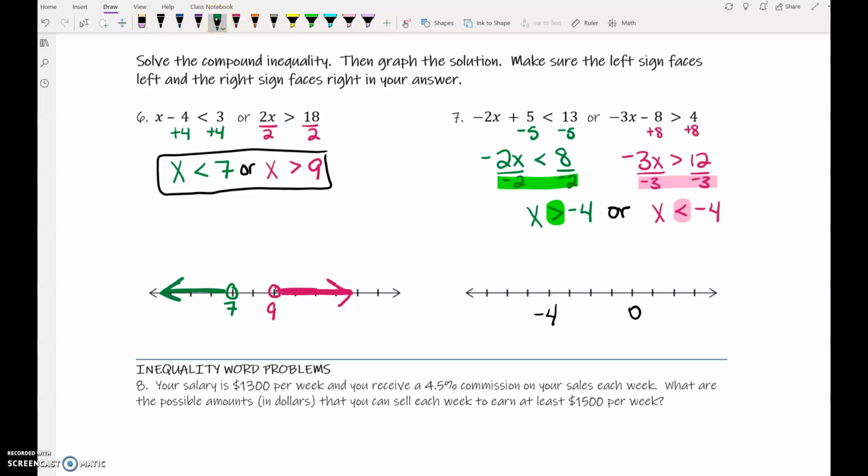As we graph this one, we'd have an open circle at -4, and x needs to be larger than -4, so I would shade to the right. X is less than -4. That means an open circle at -4 and shade to the left. So basically, what's the only number that we can't use for this particular compound inequality? -4. X can't equal -4.